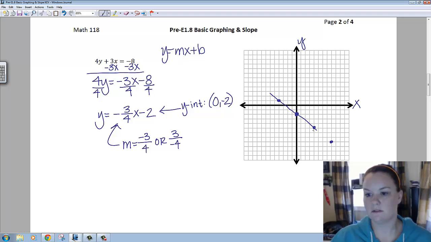Whoops, my pen died. There it goes. Okay, so then I just connect my dots, draw arrows on both ends, and I have my line.